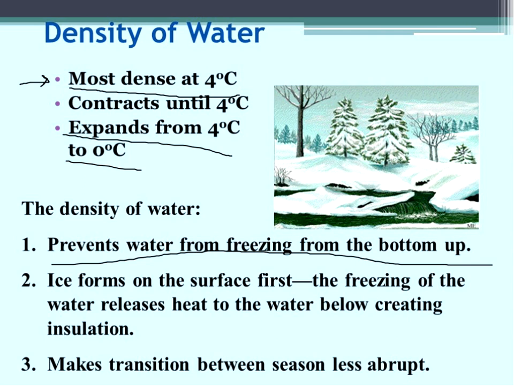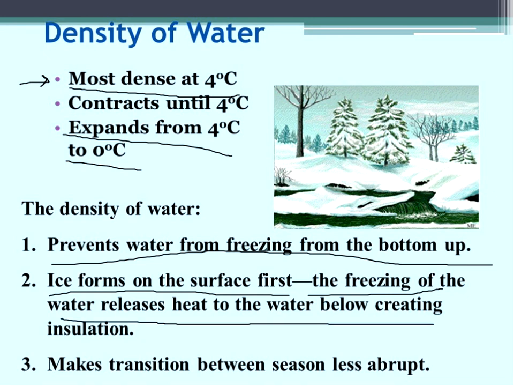Water is most dense as a liquid. It is less dense as ice. It forms on the surface first. The freezing of the water releases heat to the water below it, creating insulation. That's why fish can live in these situations. That's why people ice fish. They make a hole in the ice and they can fish below it. And it makes the transition between seasons less abrupt as well, because that water is pretty stable down below. So that's what the density of water means. It's most dense as a cold liquid. It becomes less dense as ice.